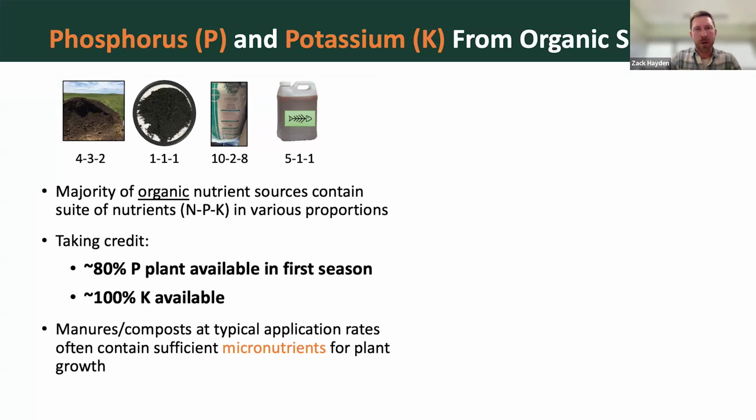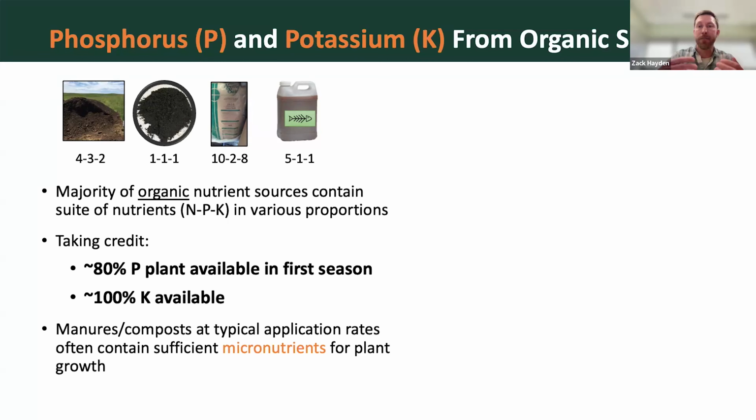So another thing to note, you'll often get micronutrient recommendations for specific crops from your soil test. If you're applying manures or composts at typical application rates, you can look at the label, but a lot of times those sources will also contain sufficient micronutrients for growth of a lot of vegetables. So these are some common organic sources.